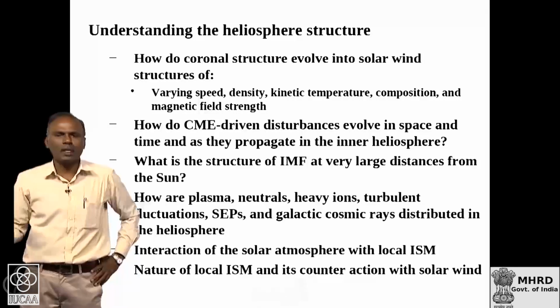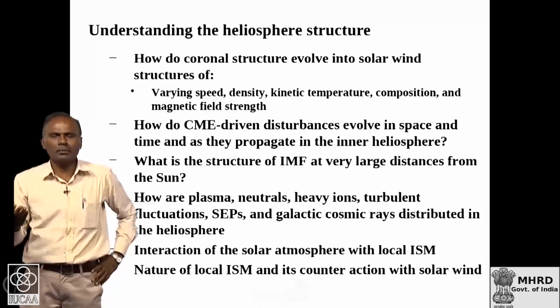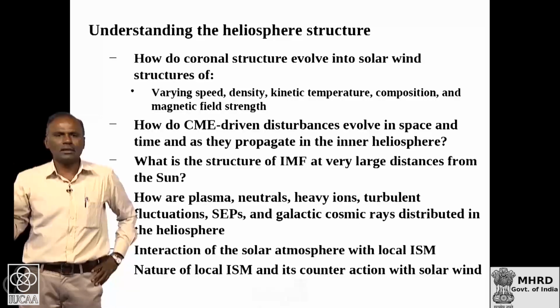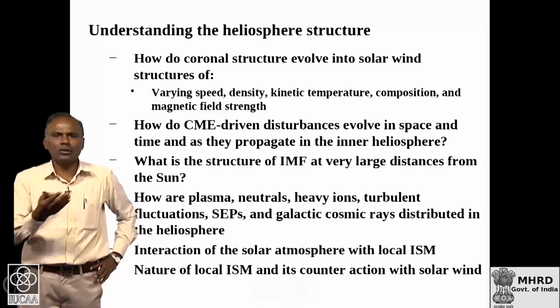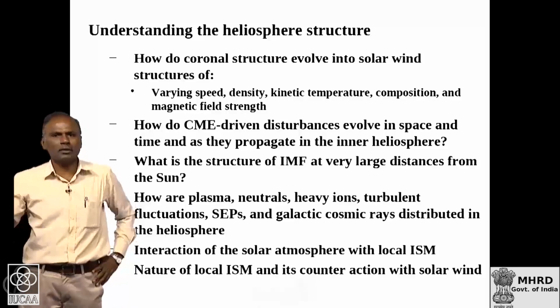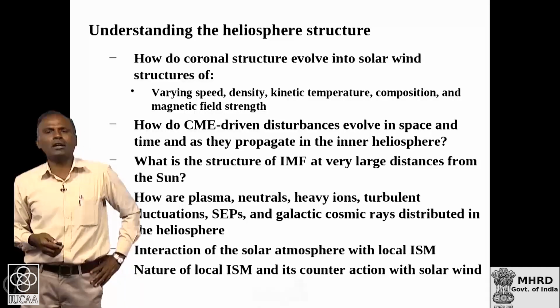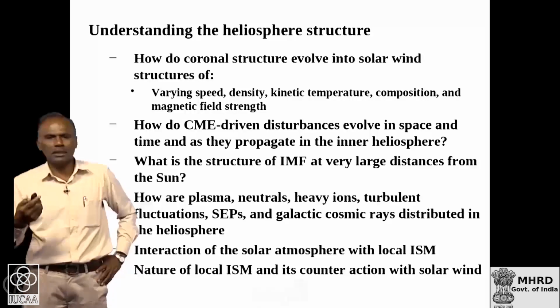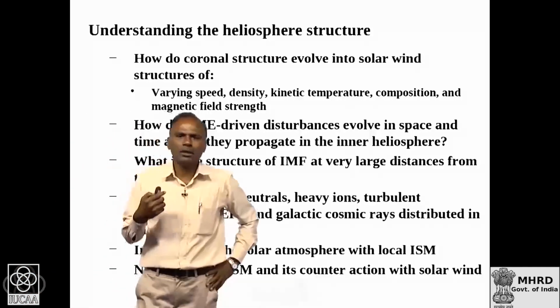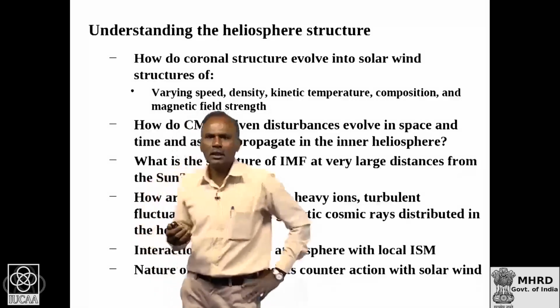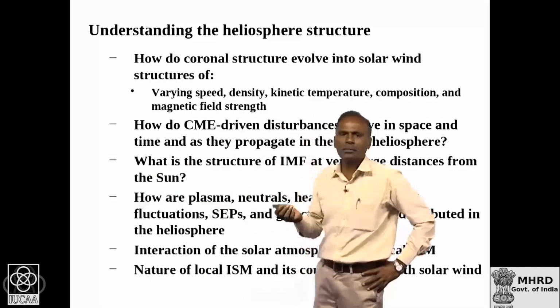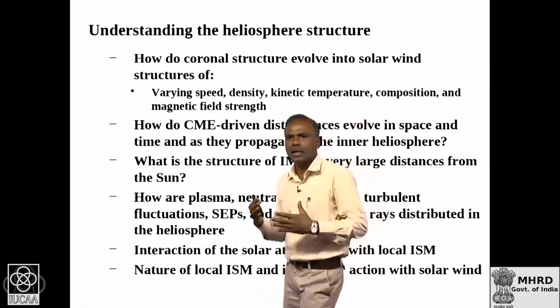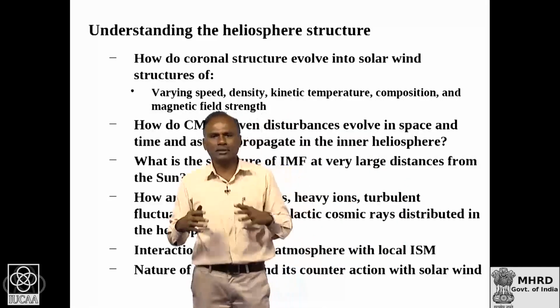We saw the curving of the IMF and the decreasing of the IMF as we go from sun to earth, but what is the structure of the IMF at a very large distance from the sun? So, that is another one. How are plasma, neutrals, heavy ions, turbulent fluctuations, SEPs and galactic cosmic rays distributed in the heliosphere actually?